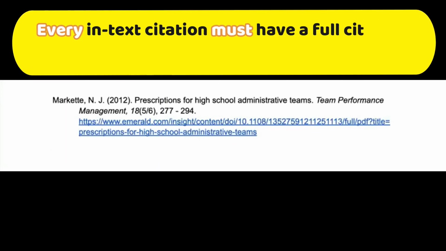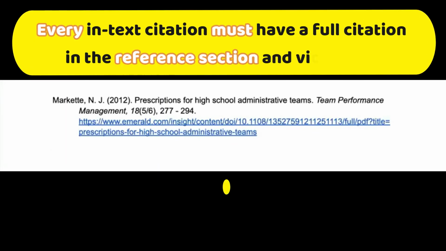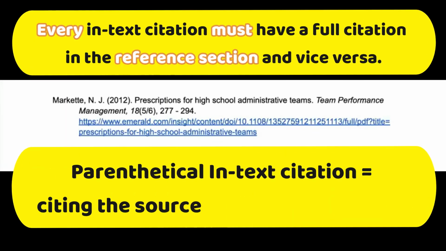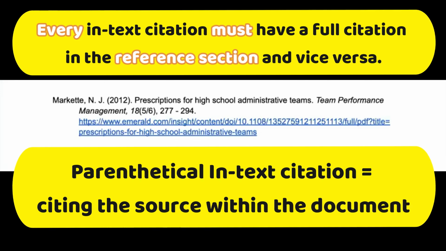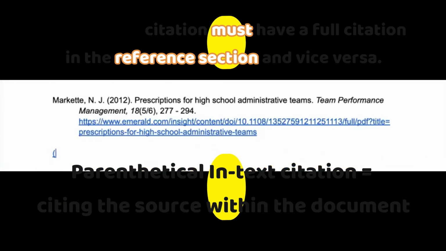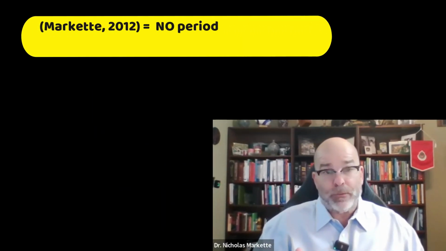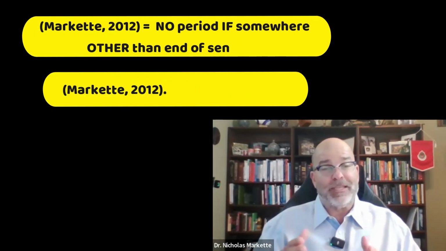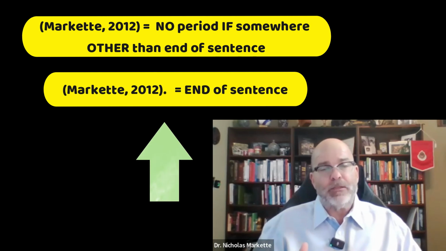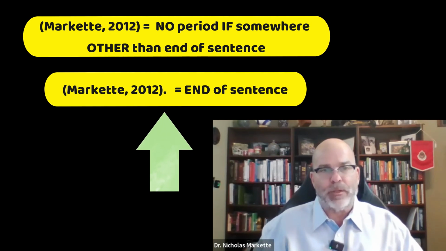So the next thing that we would like to show you is how to take this author, Markette NJ 2012, and turn that into a parenthetical in-text citation. For Markette 2012 to be referenced in text, we'll start with the parentheses, followed by last name, comma, and then the year of publication, close parentheses. If this is in the middle of a sentence, there's no period required. However, if this is at the end of a sentence, the period will go after the last parenthesis.